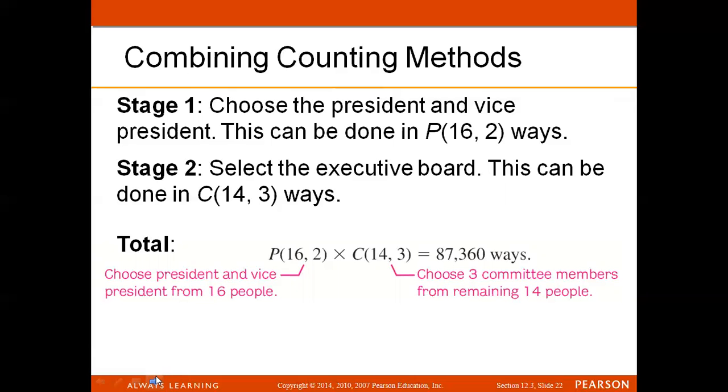So the total is to multiply the permutation of 16 choose 2 times the combination of 14 choose 3. Choose a president and a vice president from 16 people. Choose a committee of 3 members from the remaining 14 people. This can be done in 87,360 ways.